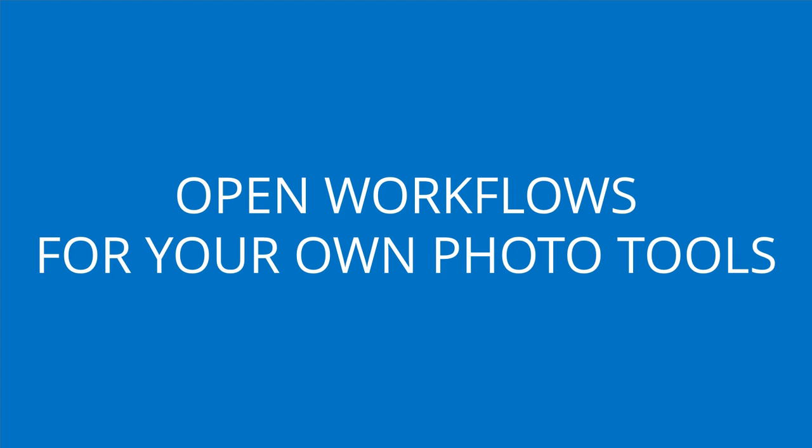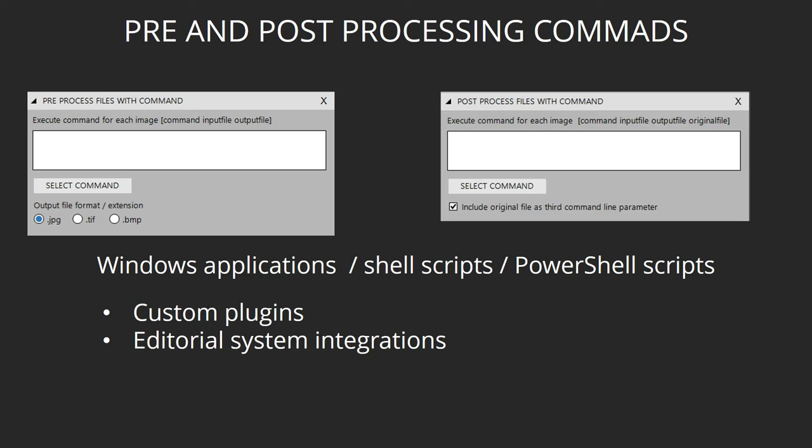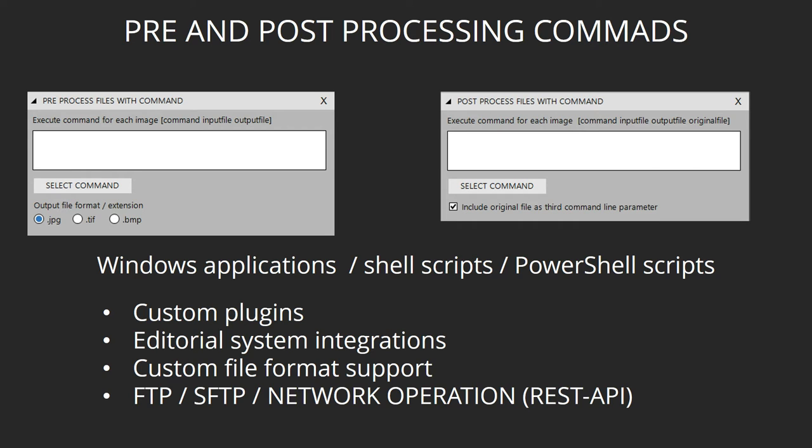As I said earlier, what is special with Automata is that all workflows are open for your own photo editing tools. So what does that mean? Automata has pre and post processing commands. This means that you can use any Windows application, shell script or PowerShell script with your photo editing workflows. So you can easily make, and we can easily make for you, custom plugins. It makes it possible to integrate Automata into editorial systems. It also gives custom file format support. And you can also use this with FTP, SFTP or network operations or some REST API.